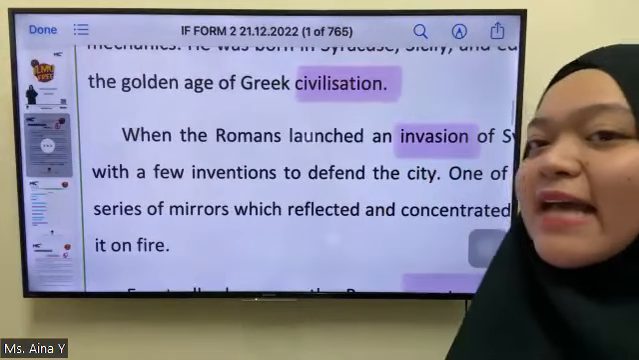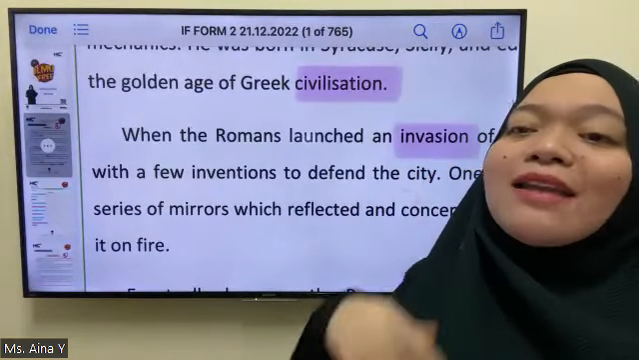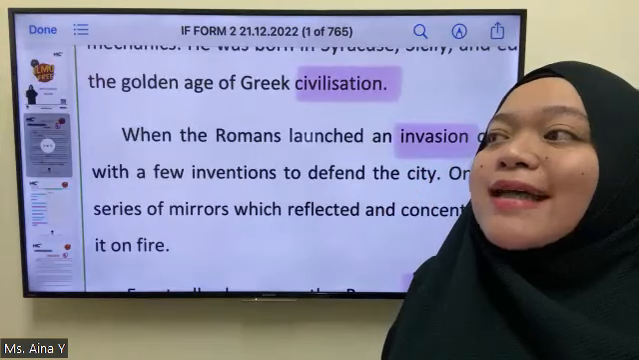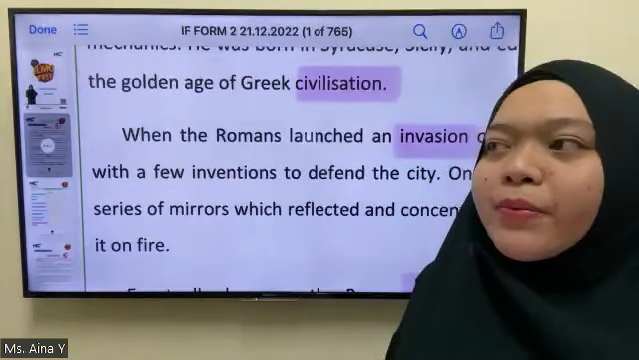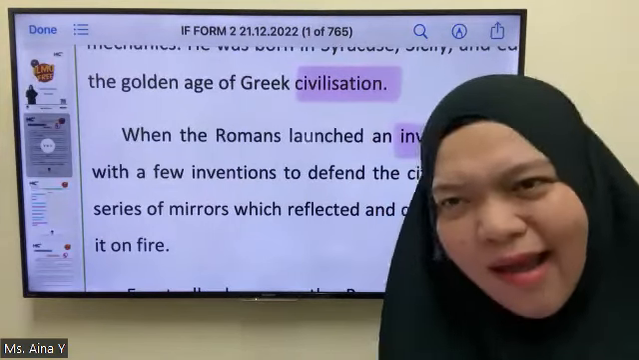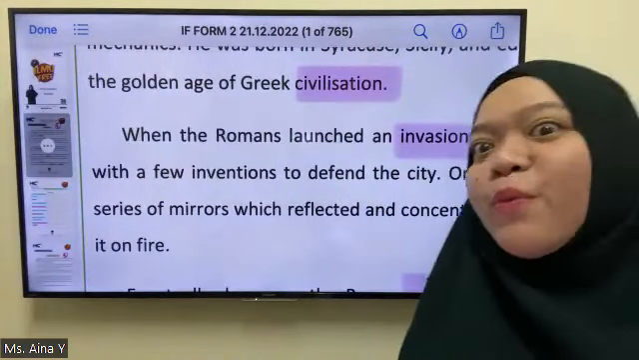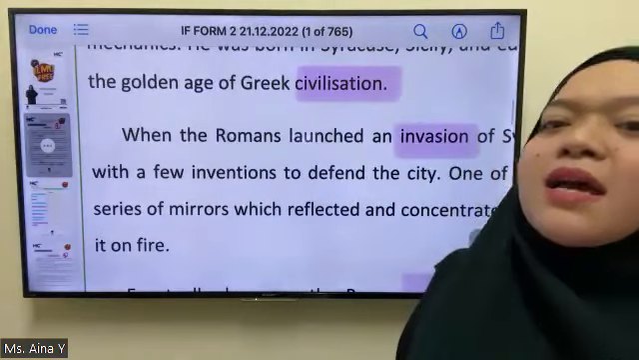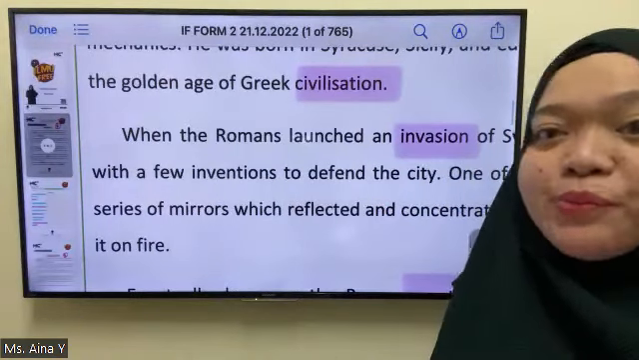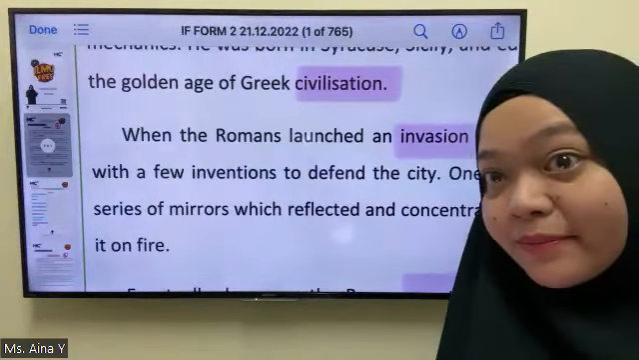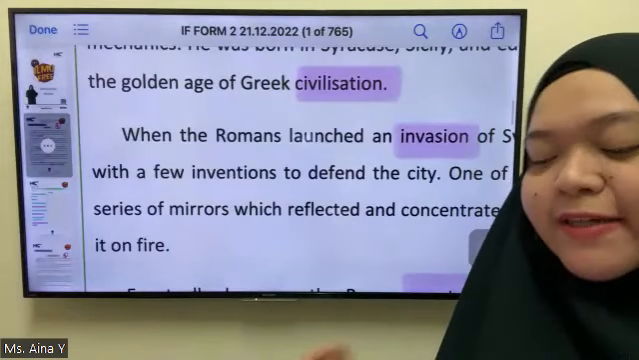Invasion. Exactly, Danish. So an invasion is like satu serangan ataupun macam serangan lah. Okay. Satu serangan. Invasion ataupun pencerobohan pun boleh. Okay. Satu serangan ataupun macam satu pencerobohan. Okay. Dan sudah tulis? Next word.